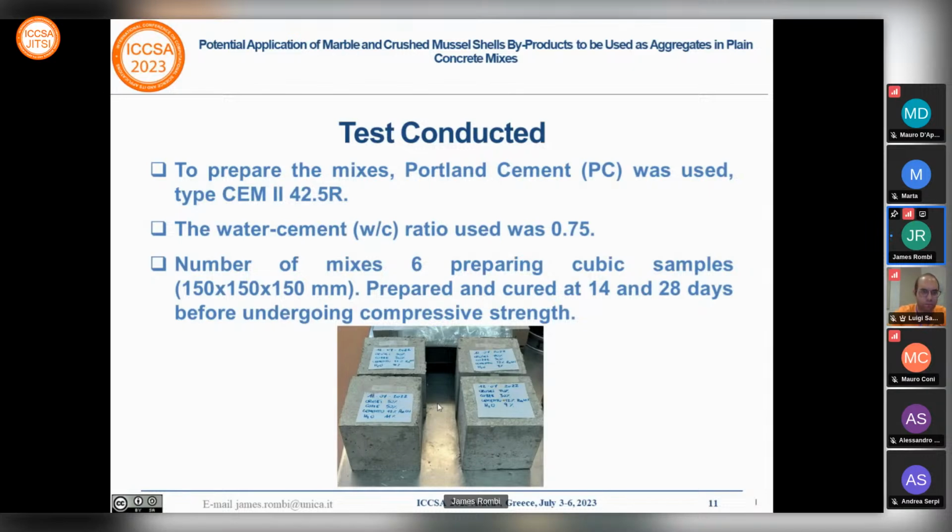So the tests that were conducted were to prepare 6 mixes. The Portland cement that was used was a cement type 2, strength class 44.5. The water cement ratio was 0.75. And we prepared 3 samples for each mix. These are cubic samples, 450 by 450 by 450. They were prepared and cured for 14 and 28 days to perform compressive strength tests.